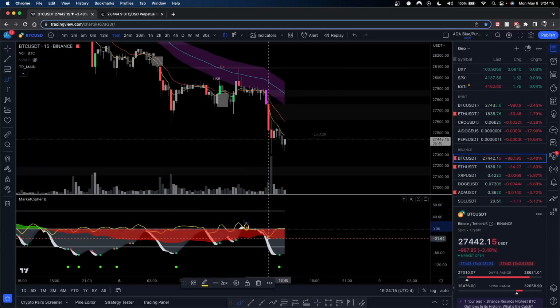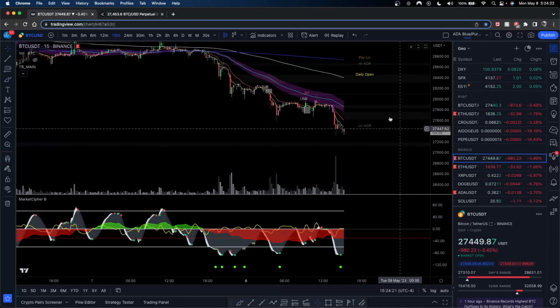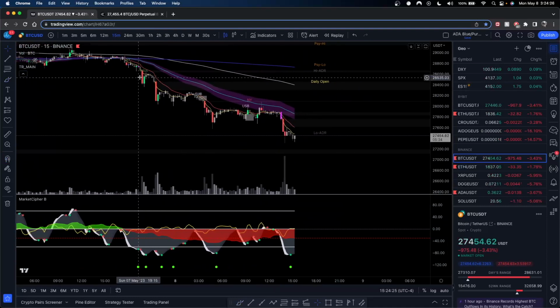You could have shorted here. You could have shorted here. Boom. Right? So that's how you're going to catch trends that you may have missed. And you use this in confluence with your higher term time frames too.